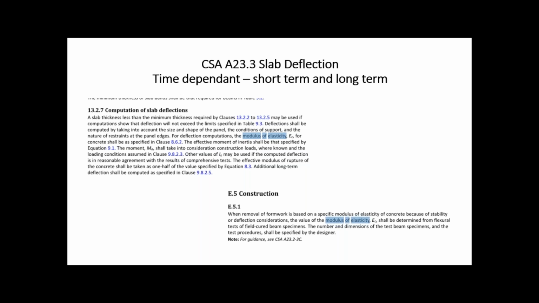Some of the critical things to decide here: is MOE measured and confirmed in production, versus using it as a function of f'c? Note that the time-dependent values for MOE are to be measured using concrete specimens versus a factory value from f'c, which determines stripping or form removal. So that's in this part here. Slab thickness required may be used, and the nature of restraints at panel edges. For deflection calculations, modulus of elasticity for concrete shall be specified as per clause 8.2. Moment of inertia, shrinkage, and creep are also factors that you build into your equation.